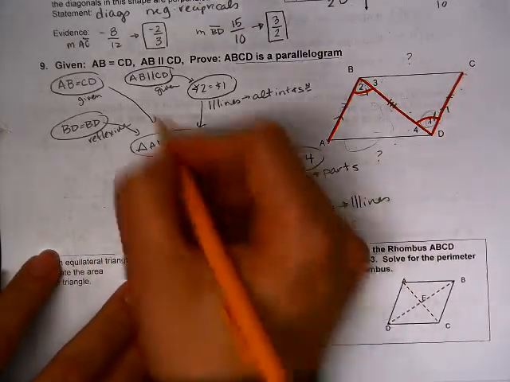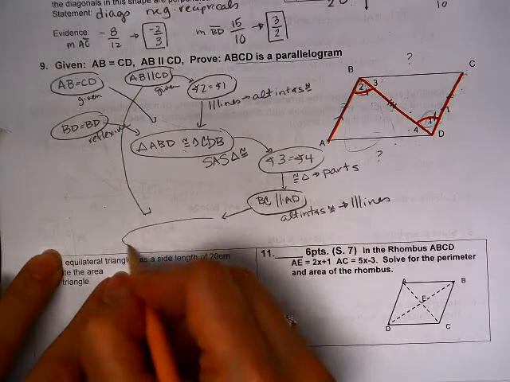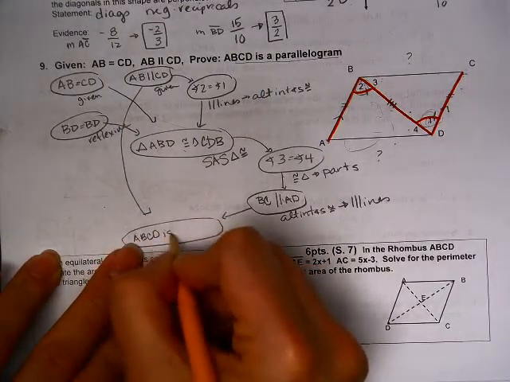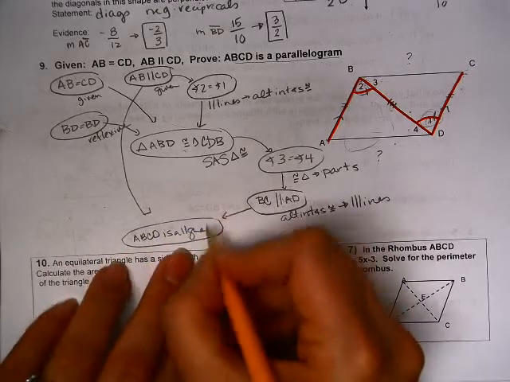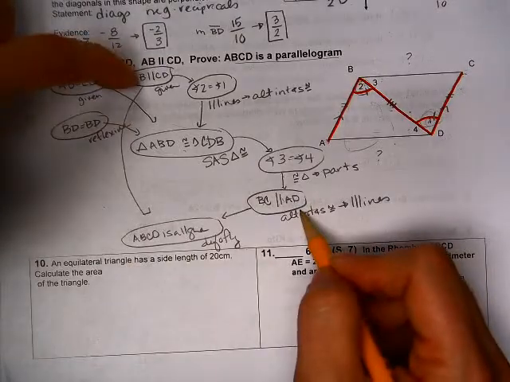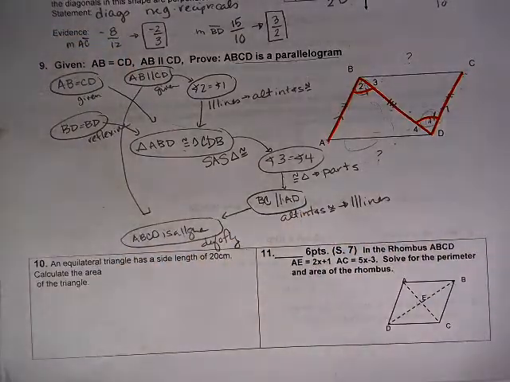And so then we put those two together to say that ABCD is a parallelogram because of the definition of a parallelogram. And remember, the definition is that we have two sets of parallel sides. So that would be it.